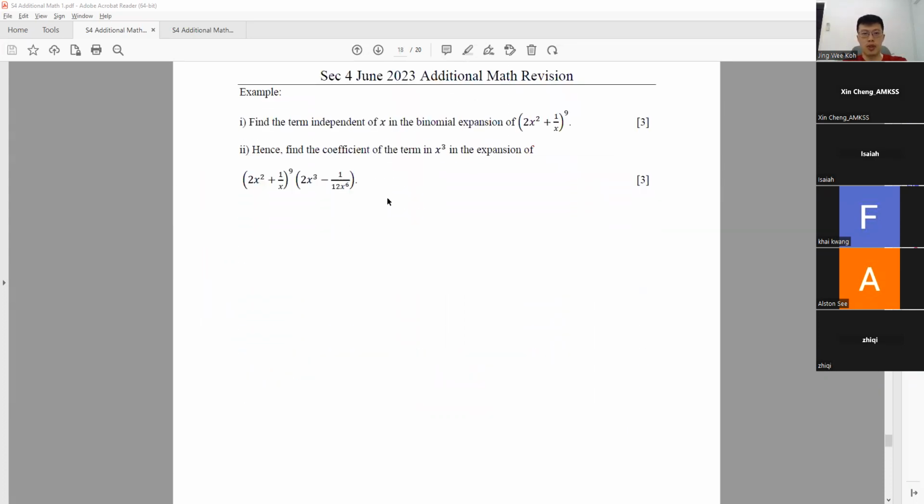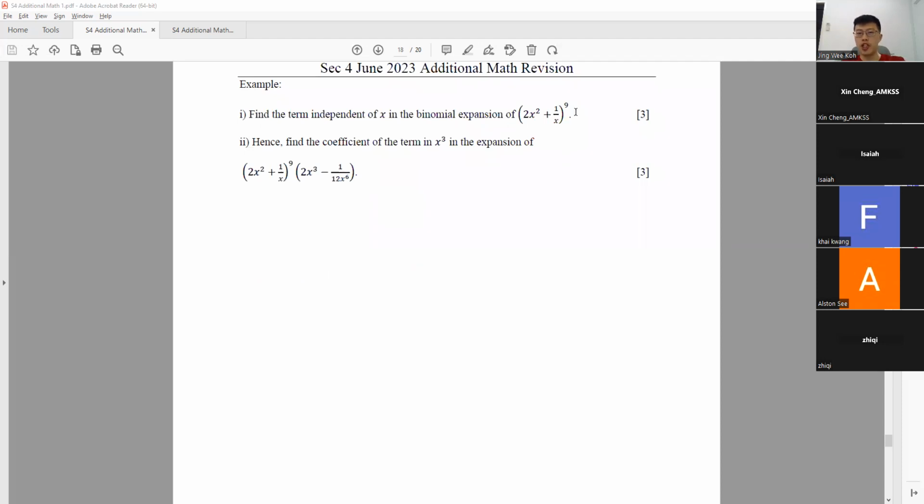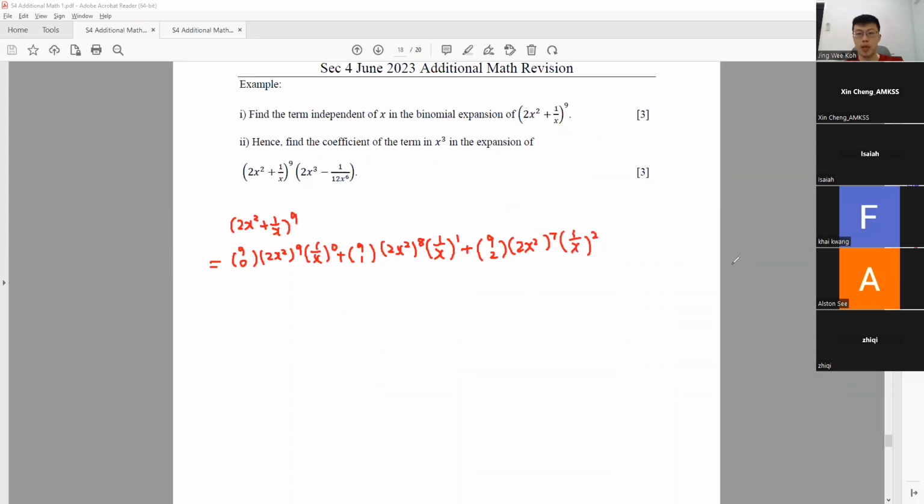Next example, find the term independent of x in the expansion of this. If I go and expand the first few terms, the first one will be 9, 0, 2x squared to the power 9, 1 over x to the power 0, plus 9, 1. Do you know which one is independent of x? How long more do I need to do to get my term independent of x? I will not know, right? It may be very time consuming for me to keep expanding and expanding.